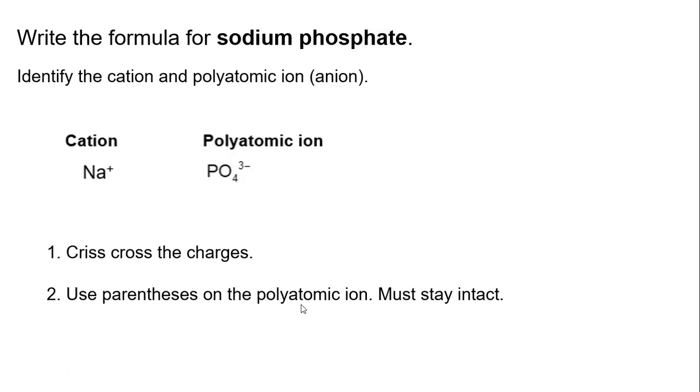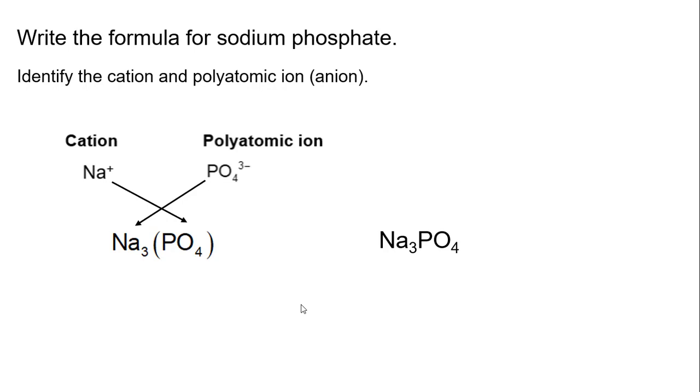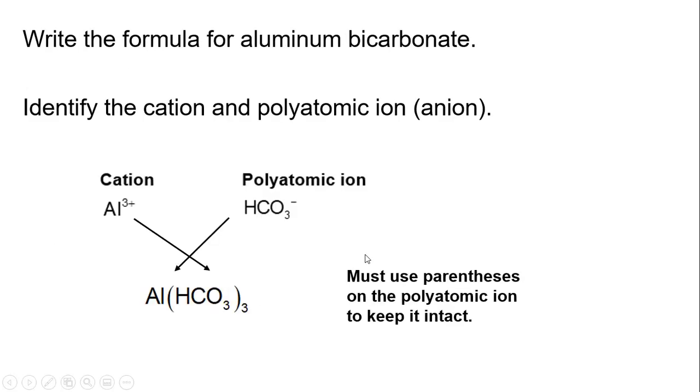Okay, let's do another one. Sodium phosphate. So here's the phosphate ion. Now we're going to crisscross them and then use parentheses if we need to show that the compound will stay intact. So here we go. We have the 3. The 3 will go here. The phosphate will go here. There's parentheses, but in this case, you don't need a parentheses because there's not more than 1 needed. So you can actually write it like this. It only needs parentheses if you have more than 1, so you have to account for it.